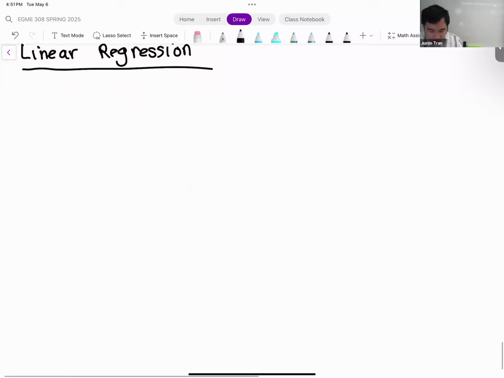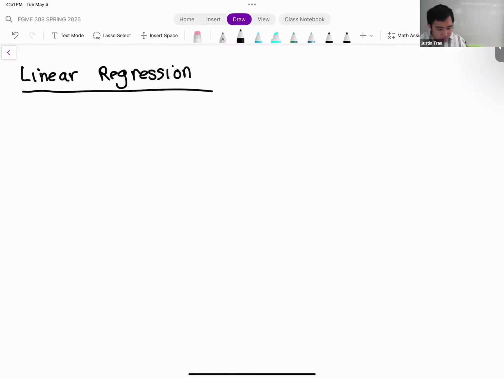Okay. All right, so let's very quickly go over linear regression. The idea with linear regression is to find a relationship between two variables in a given experiment or given situation.